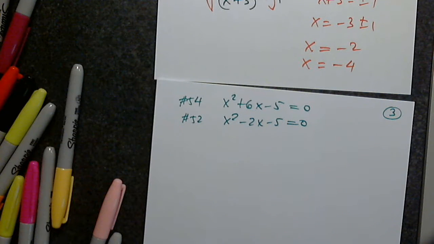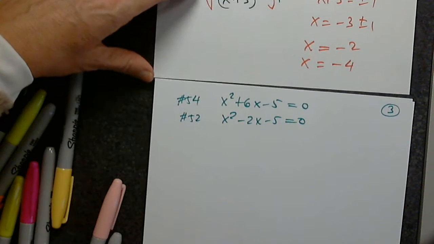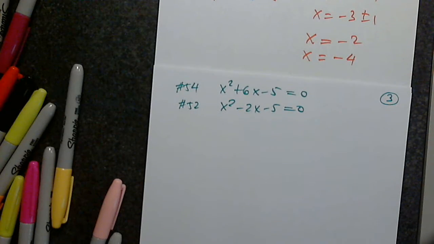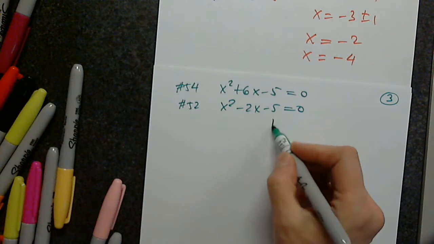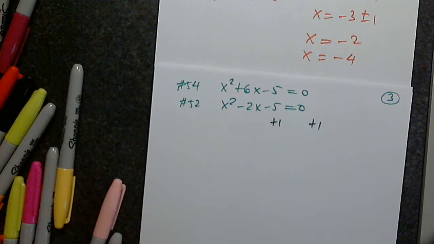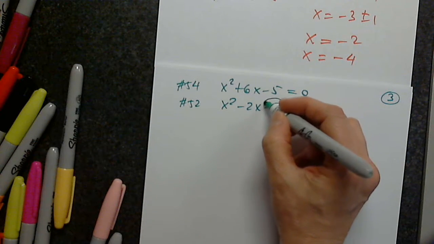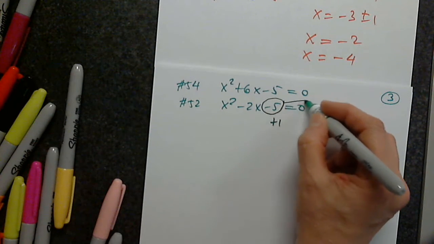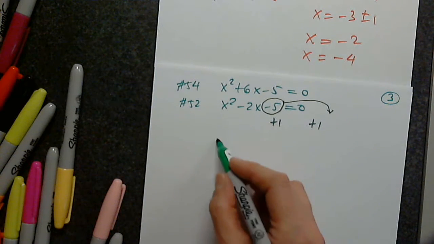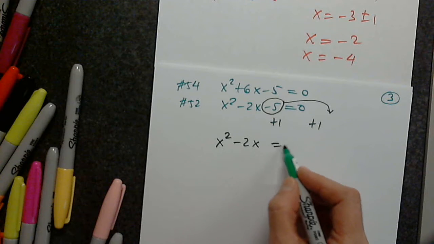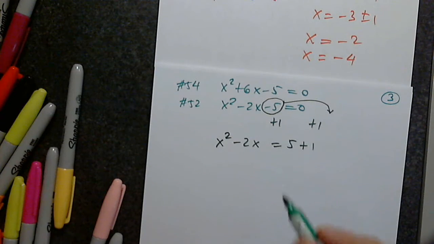We're going to add the same number to both sides. Okay, middle coefficient, 2. Divide that by 2. 1. Please square 1. That's what we add to both sides. At the same time, we will have to move this free term to the other side. So then the new equation becomes this. Of course, plus 1.